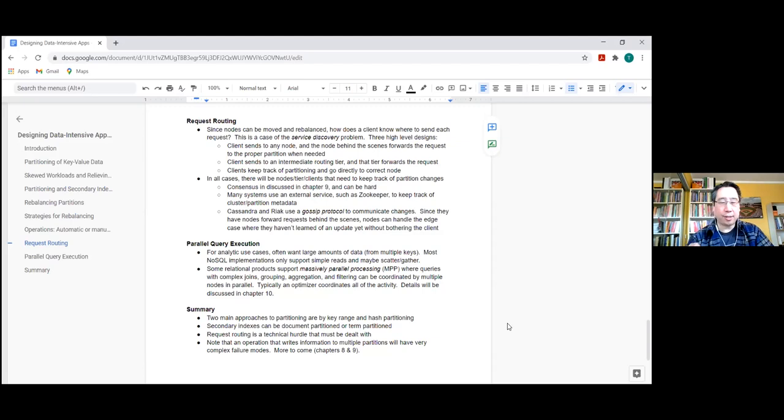So gossip protocols, basically the nodes just talk to each other and say, hey, by the way, I moved Toyotas from node 4 to node 5. But what I don't know, and I don't know if anybody here knows, is what do you do in the case where somebody requests Toyota before the notification actually went out? You know, in that small window of time before the gossip message went out.